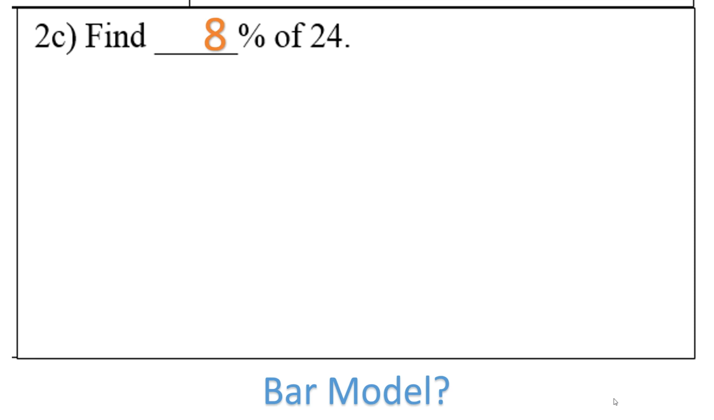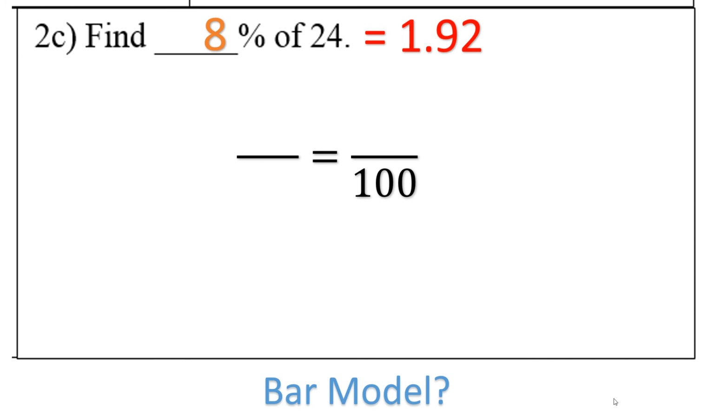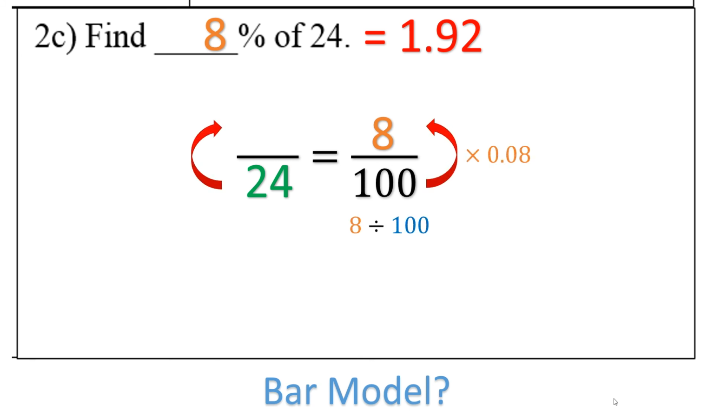2C, find 8% of 24. So pause the video and please try it. The answer is 1.92. So we have 8%, 8 over 100, and 24 being the whole value. Now this time around, be careful. 8 divided by 100 is 0.08, not 0.8. So I repeat, it is 0.08.